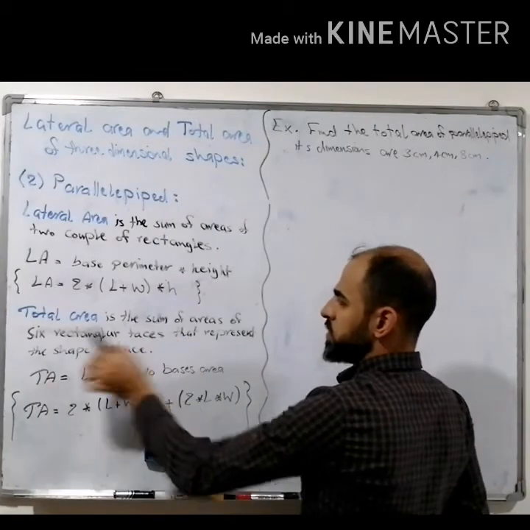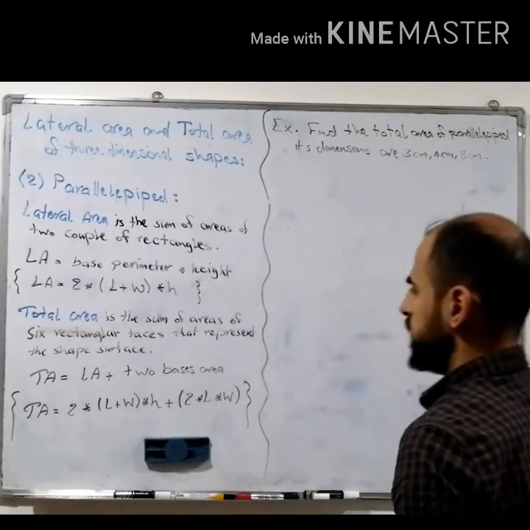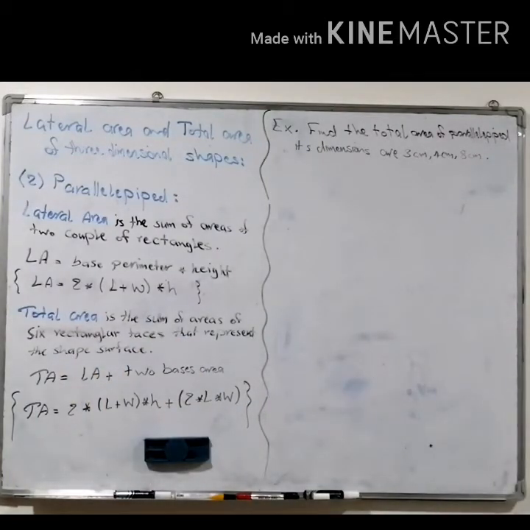The total area is the summation of areas of 6 rectangular faces that represent the shape surface.